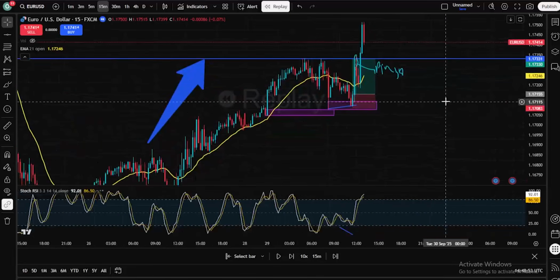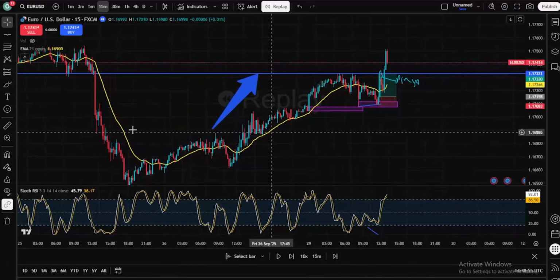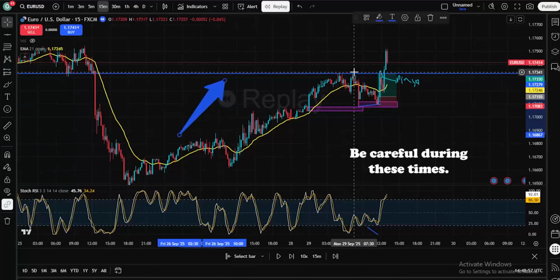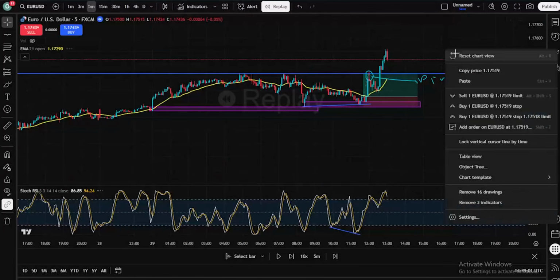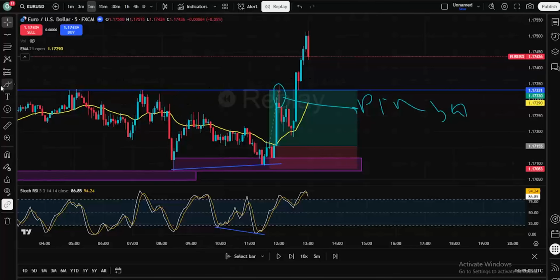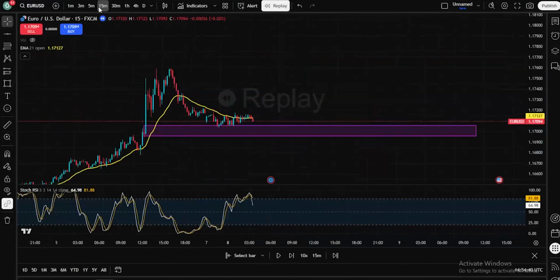Remember, before anything else, be sure to look at the market structure in 15 minutes or 1 hour. This way, your trades will be in the direction of the trend, and the probability of success will be higher.